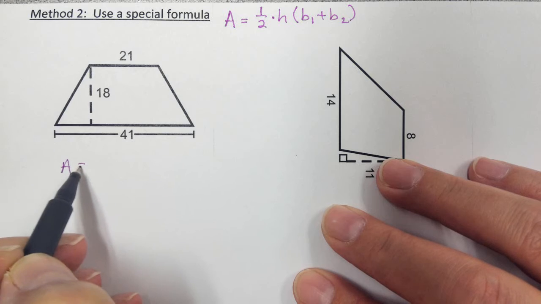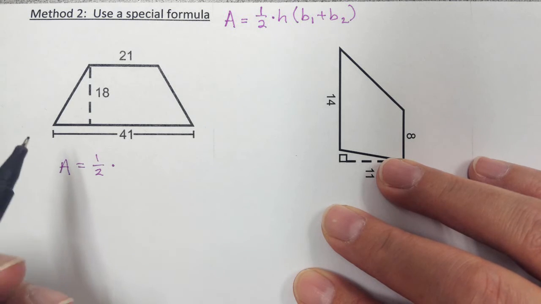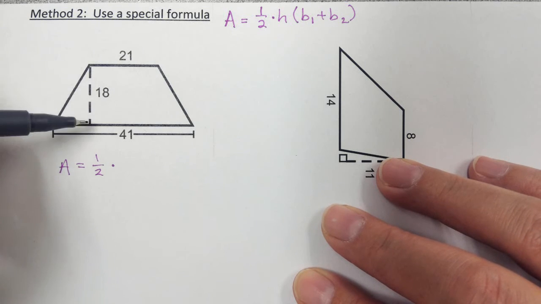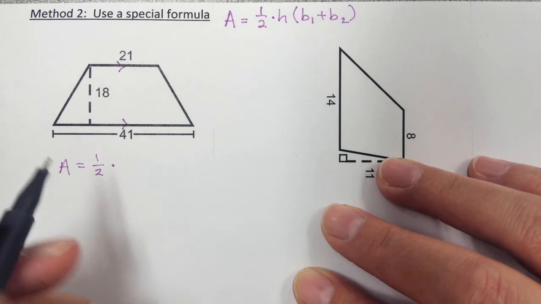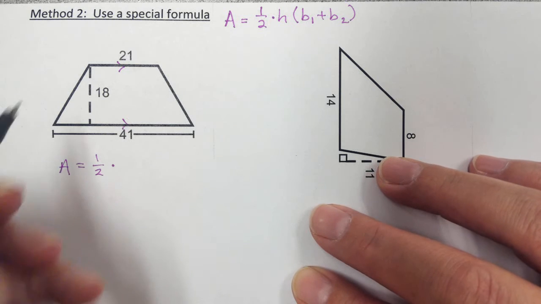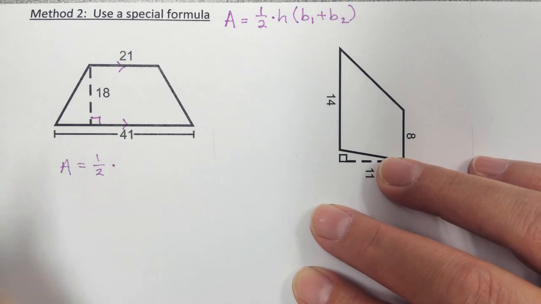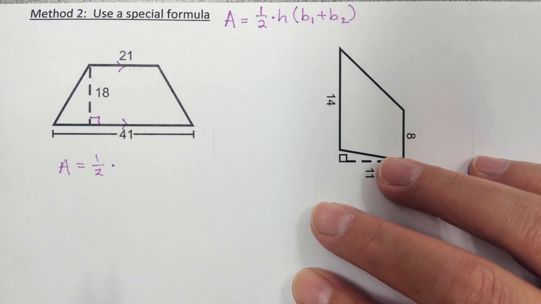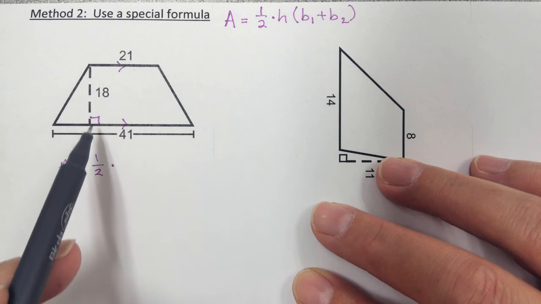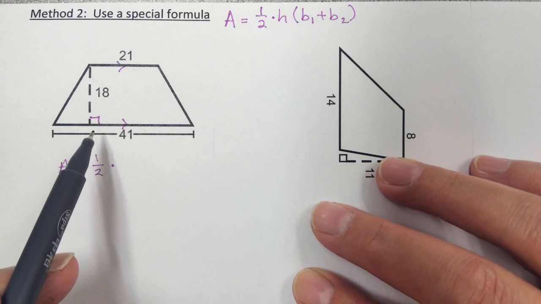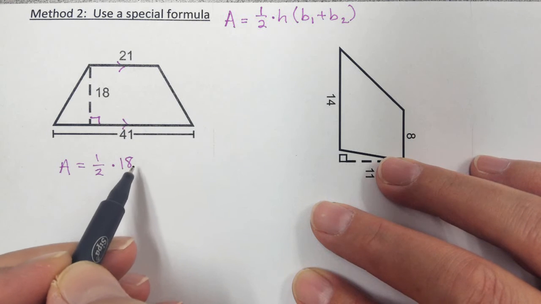So area equals 1/2 times the height. So the height is the perpendicular distance between the bases. They're not labeled, but we really should have some parallel marks on the 21 and the 41. Those are the bases. There should be a right angle mark here. So we're going to add those in since they were missing. Typically you wouldn't add your own, they would already be there. And 18 is the perpendicular distance between the bases, so that's how tall it is, that's your height. So 18 for the H.